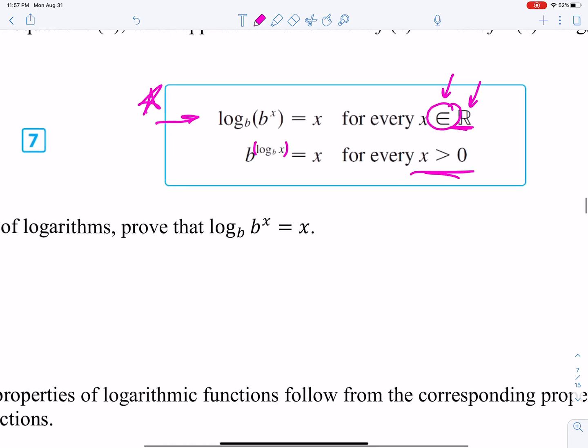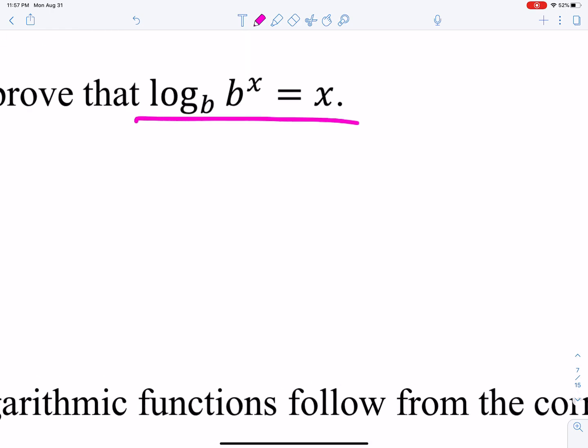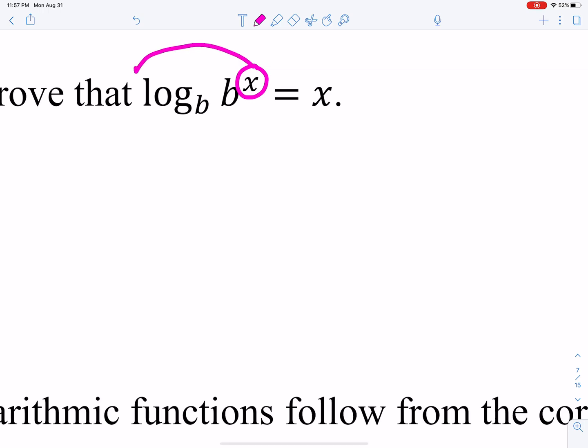Okay, so like I said, let's prove that first one in box 7 here. Using the rules of logarithms, prove that log base b of b to the x power equals x. Okay, so let's do that. So the way I like to do this is, well, we know when we have an exponent on the argument, we're allowed to bring it to the front as multiplication, right? In other words, we now have x log base b of b equals x, right?